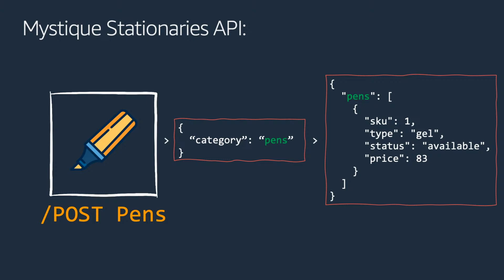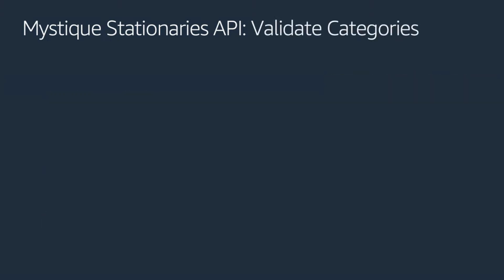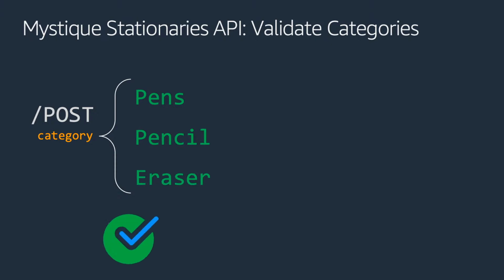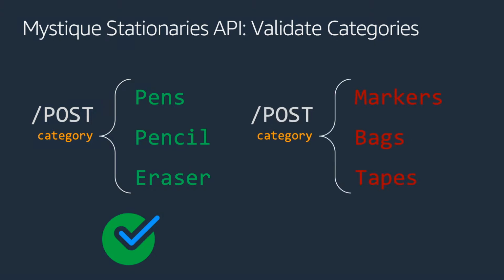So this is a very simple API, and likewise you can imagine how it will look for pencils and erasers. So you will say category equal to pencils, and then you will get a response of pencil coming back, likewise for erasers also. So how are we going to validate it? So what we are going to tell our API gateway is, if the post category is one of pens or pencil or eraser, then pass through the request to the backend. If that request is not one of these 3 categories, for example, somebody might ask for markers, somebody might ask for bags or tapes, then you go ahead and reject all those requests basically.